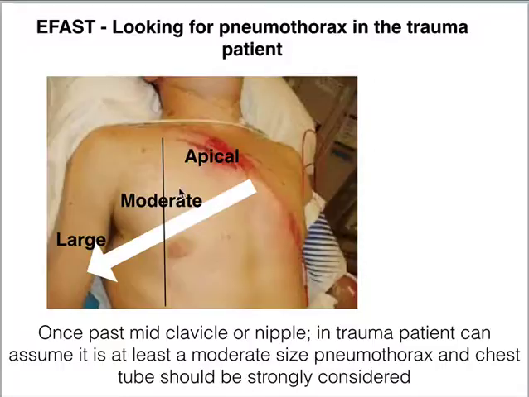So how can you use evaluation of pneumothorax in the trauma setting? You can actually use it by kind of saying that if it goes past the mid-clavicular or nipple line, that patient may need a chest tube sooner than later. Obviously, if you see no lung sliding all the way down to the mid-axillary line, it's probably a large pneumothorax on the side, and you may actually be able to pick that up without lung ultrasound by just looking at the chest wall movement.